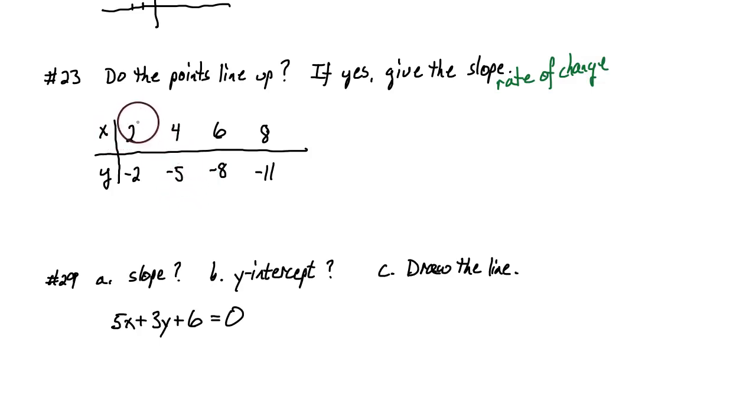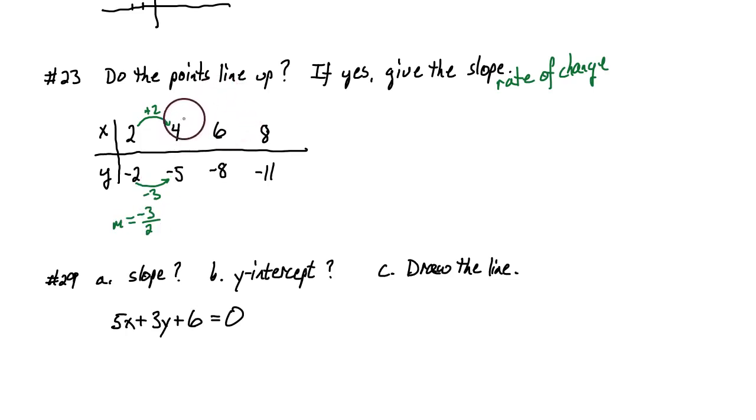What's happening to the x-coordinate from the first dot to the second dot? It's increasing by 2 units. What's happening to the y-coordinate? It's decreasing by 3 units. Let's make a rate or a ratio out of that. The y is changing by -3. The x is changing by +2. That's the rate of change.